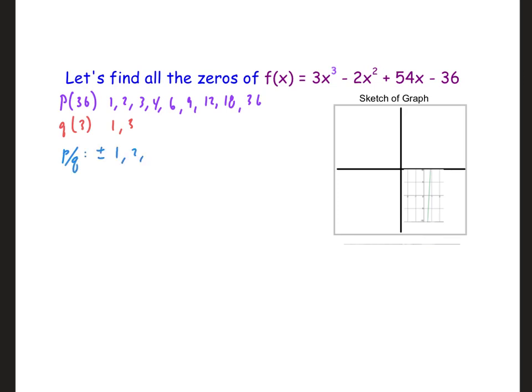So 1, 2, 3, 4, 6, 9, 12, 18, and 36. And then 1 divided by 3 is 1/3. 2 divided by 3 is 2/3. 3 divided by 3 we already have. 4 divided by 3 is 4/3. 6 divided by 3 we have. 9 divided by 3, 12 divided by... And the rest we all have. So here's all our numbers, our P's and Q values, so our possible solutions.